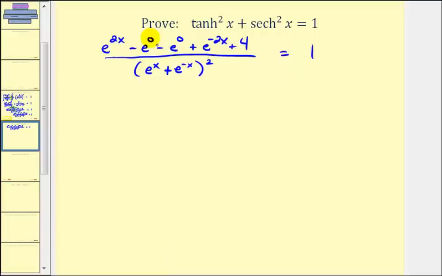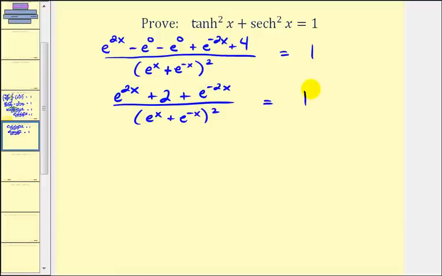Well, since e to the 0 is equal to 1, this is minus 1 minus 1, or negative 2. Negative 2 plus 4 is equal to positive 2. So we can write this as e to the 2x plus 2 plus e to the negative 2x all over our denominator. Now at this point it gets a little tricky, but if we keep in mind we want to show this is equal to positive 1, the only way this will equal 1 is if this numerator is equal to the denominator, which means if this factors, it'll factor into 2 equal factors.